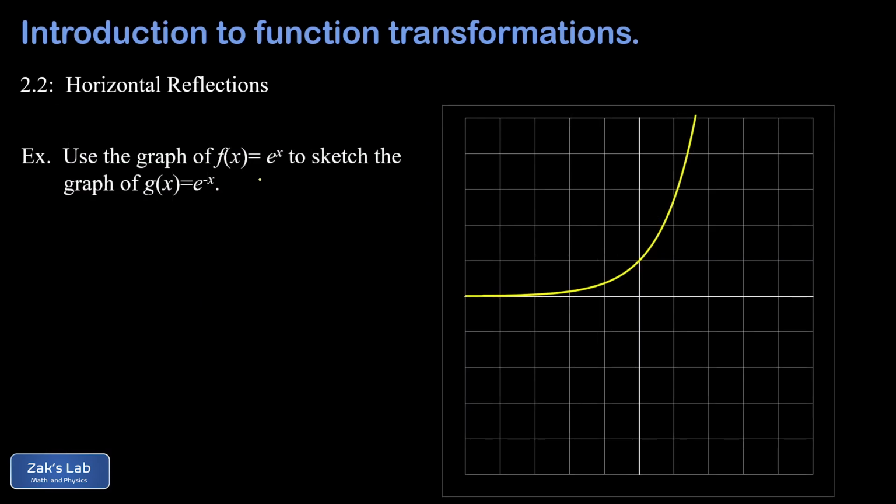In our example, we're told that we're looking at the graph of f of x equals e to the x. This is the natural exponential curve. And we want to use that to graph e to the negative x. So we notice the relationship between these two formulas is that if I take the formula for f of x and I replace x with negative x, that gives me the formula for g. In other words, g of x is f of negative x. And that's precisely what causes a horizontal reflection. So there's the graph of e to the negative x, just a horizontal reflection of the graph of e to the x.